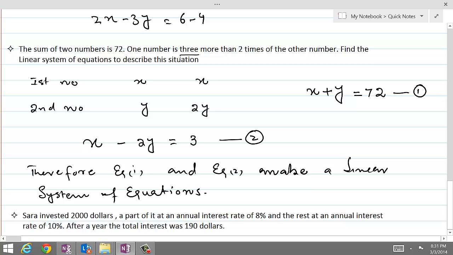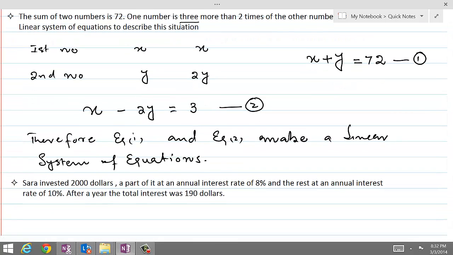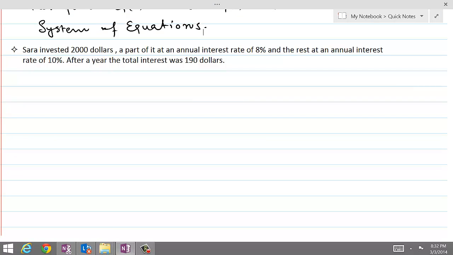And there is nothing better than practice. So if you will have more statements like this, the real life situations in language of your choice, whatever you are comfortable, then translate that real situation from your own language to a single mathematical language that is spoken all over the world. Now here the last question is that Sarah invested $2,000, a part of it at an annual interest rate of 8%.